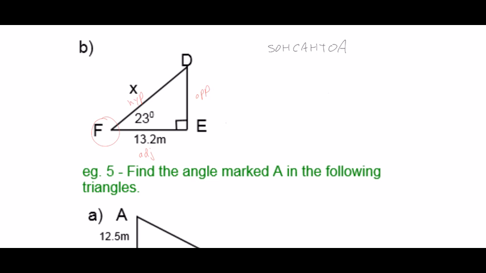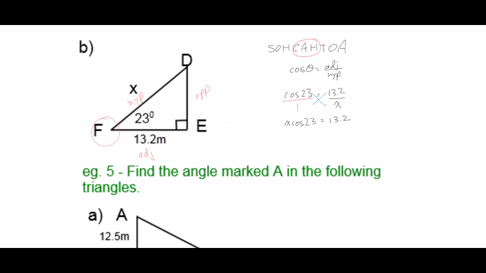So we try sine. Sine is opposite over hypotenuse. That doesn't work. There's no opposite. We'll try cosine. So cosine is going to be adjacent and hypotenuse. Perfect. So we'll use that as our calculation. So now we have cos 23 is 13.2 over x. And we'll do the same trick that we did in the previous example. Put cos 23 over 1, and then we cross multiply.